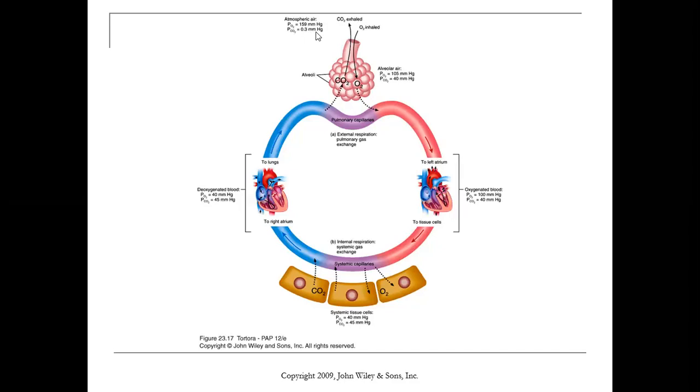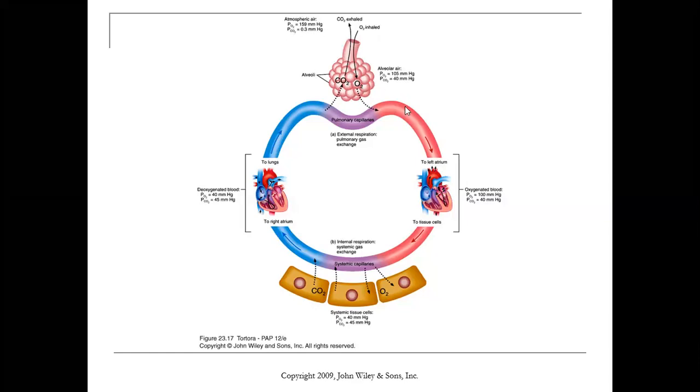This slide shows what the difference is in the partial pressures of oxygen and carbon dioxide. So see, in the atmosphere 159 or 158.8 millimeters of mercury of oxygen is there, and in the atmosphere only 0.3 millimeters of mercury partial pressure of carbon dioxide is there. Then this air is inhaled. The oxygen present in the alveolar air is only 105.